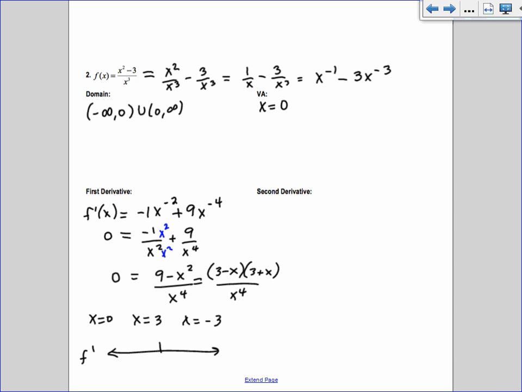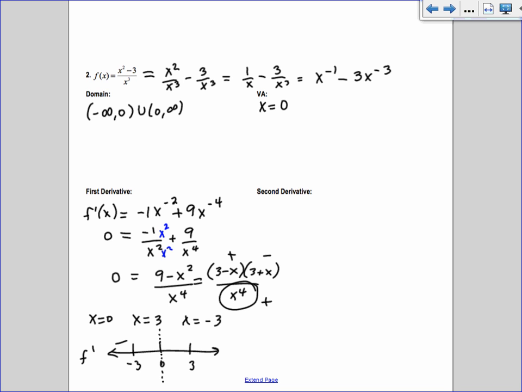So on my number line, I'm going to put 0, but I'm going to do a little dotted line so I remember that that is an asymptote. There's not going to be a max or a min there. So I'm going to put in negative 3 and 3 on there. And I'm going to try each interval. If I plug in negative 4, I get 3 minus a negative 4, so that's positive. 3 plus a negative 4 is negative. And then the bottom is always positive. We're lucky. So positive times negative is a negative.